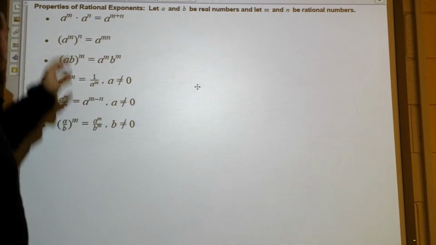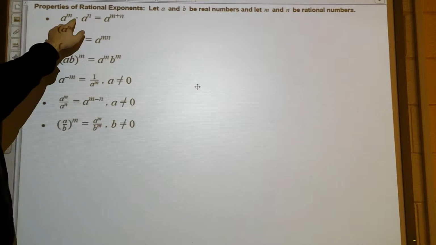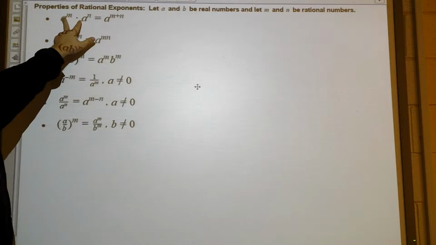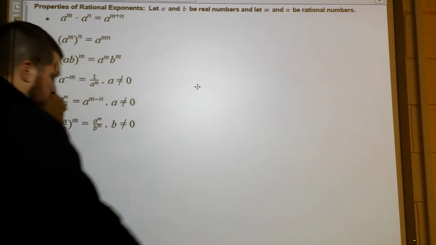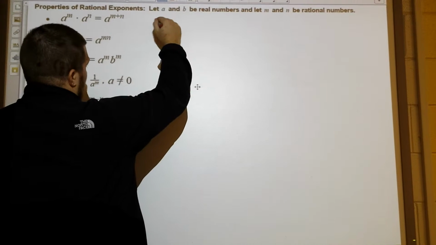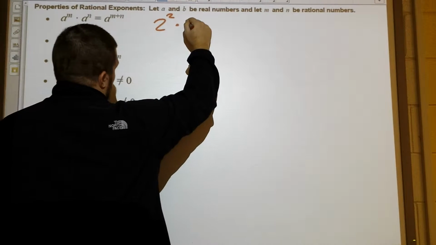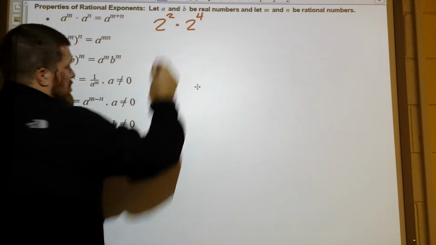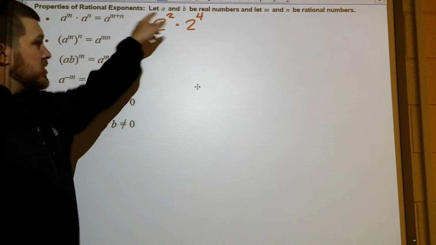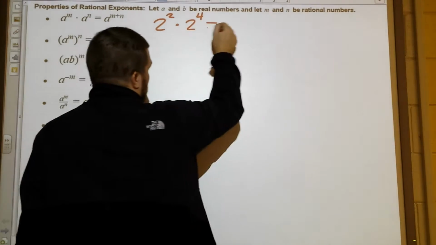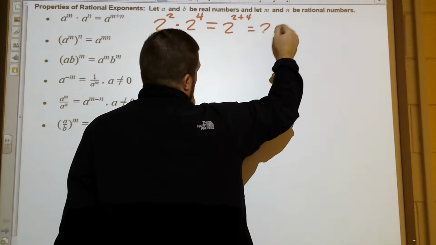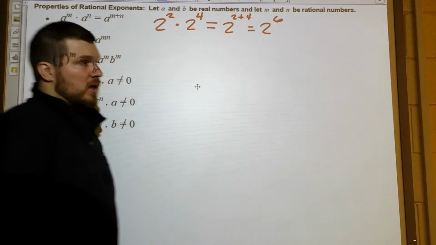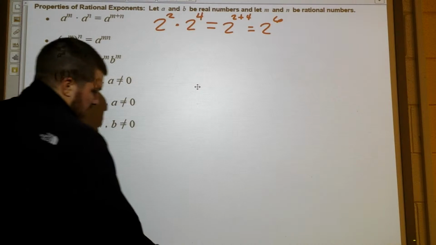Okay, so my first property is when I'm multiplying the same bases, in this case a times a, you add the powers. For instance, if I have 2 squared times 2 to the 4th, I'm multiplying the same bases, so I'm going to add the powers. So this is just 2 to the 2 plus 4 power, which is 2 to the 6. Okay? Pretty easy. You've probably seen that before.